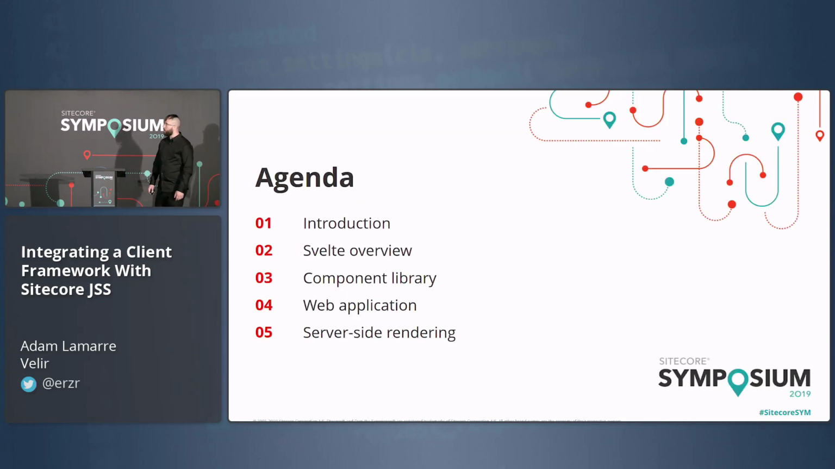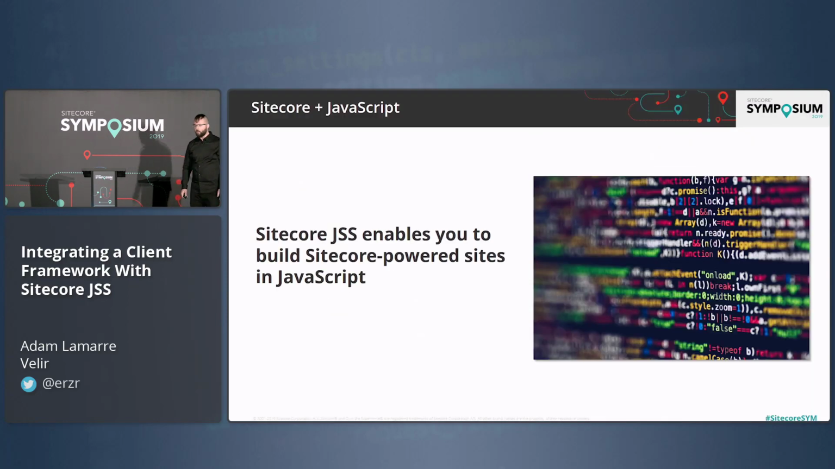And just a quick agenda before we dig into this presentation. We're going to start with some basic introduction for Sitecore JSS, get on the same page, and then we're going to talk about Svelte, which is really the framework that inspired this talk. And then we're going to talk about integrating a framework, and there's really two pieces to that. So you have the component library portion, and then the actual web application. So we'll dig into both of those, and then we'll finish it up with some server-side rendering discussion. So yeah, let's just jump into it.